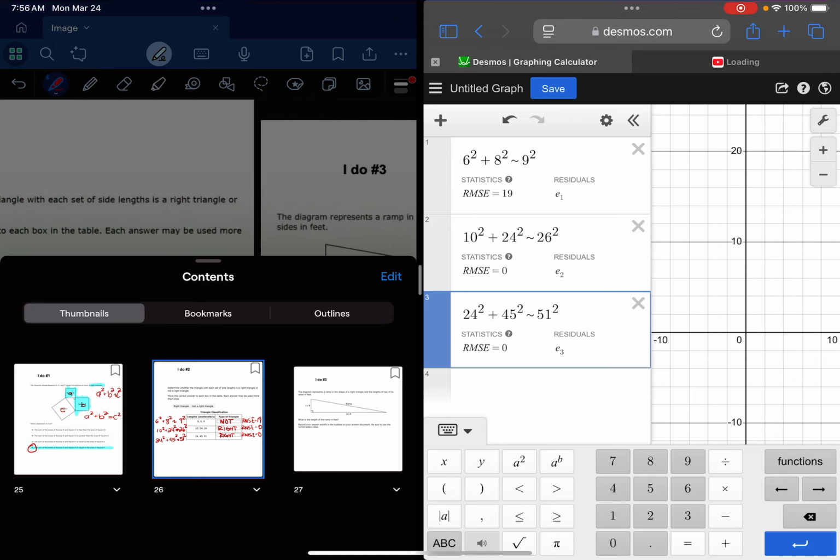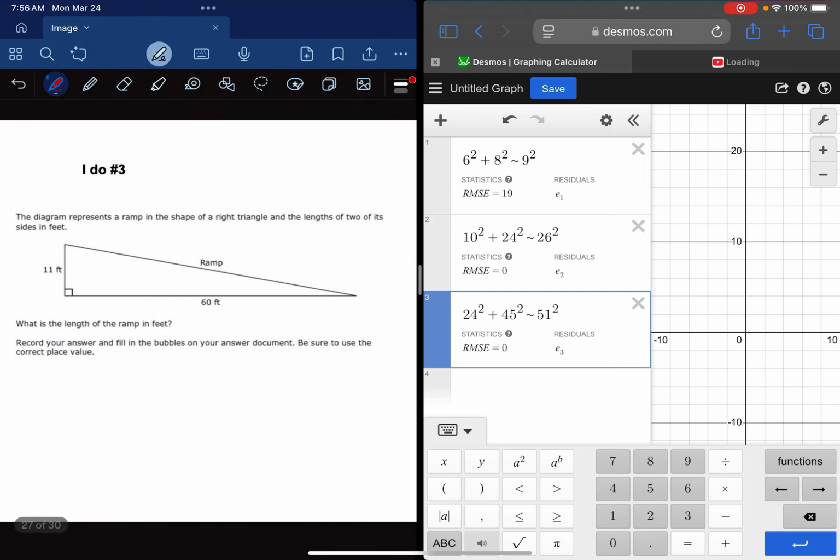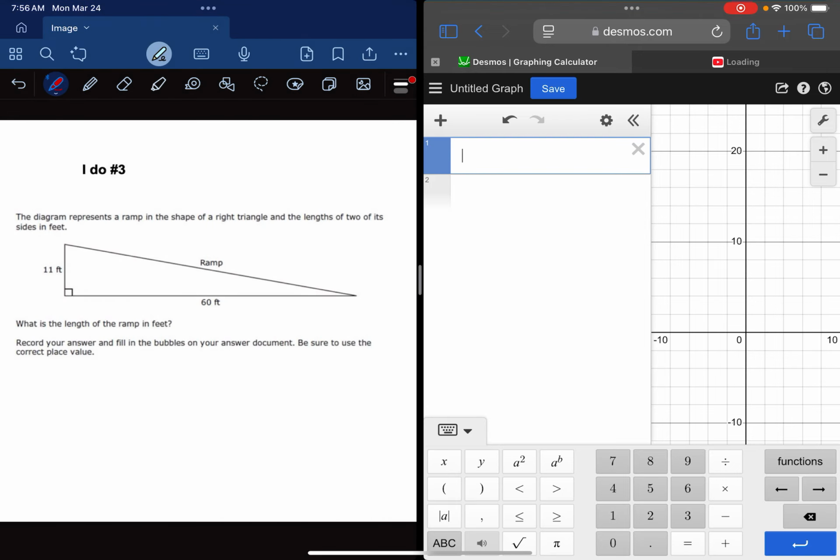Okay, now I'm going to go into I do number 3. It says the diagram represents a ramp in the shape of a right triangle and the lengths of 2 of its sides in feet. What is the length of the ramp in feet? So we want the length of this ramp. This is a right triangle, so our diagonal, our longest side, we know that is always C, our hypotenuse. So this is A and this is B.